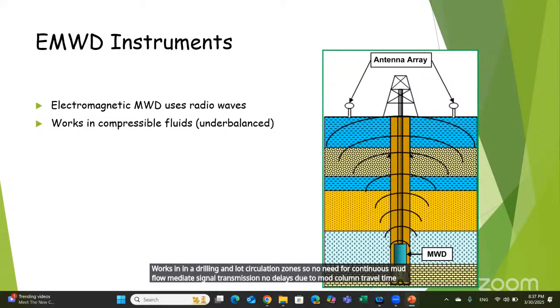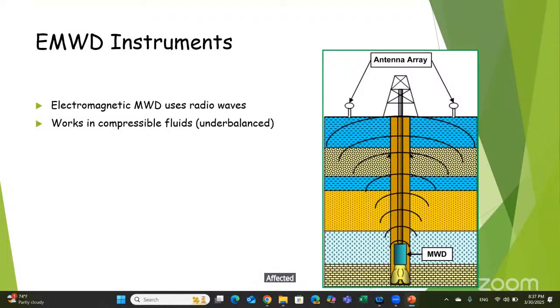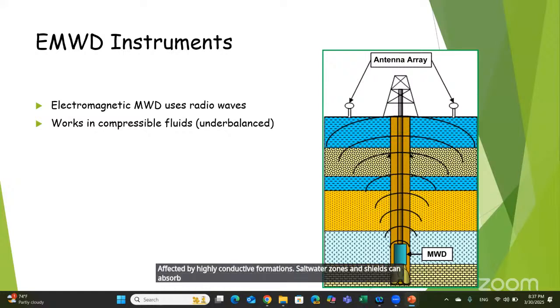The disadvantages of electromagnetic measuring while drilling are depth limitations, which is from 5,000 feet to 10,000 feet maximum, and signal weakness in deep wells, affected by highly conductive formations. Saltwater zones and shales can absorb electromagnetic signals. Power consumption, which requires high battery power for strong signal transmission. Also, electromagnetic measuring while drilling uses radio waves, and works in compressible fluids.